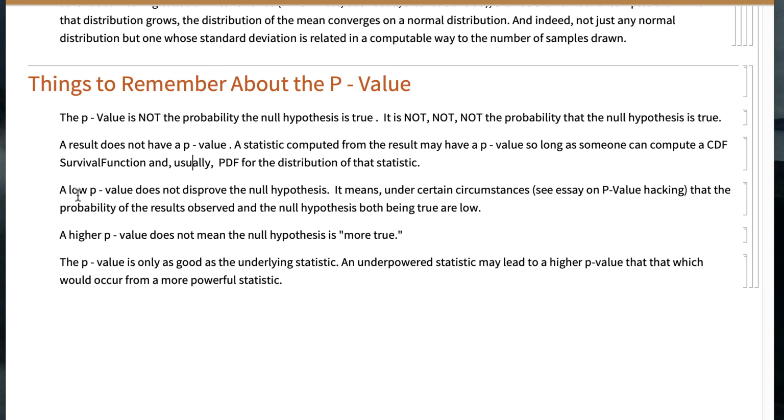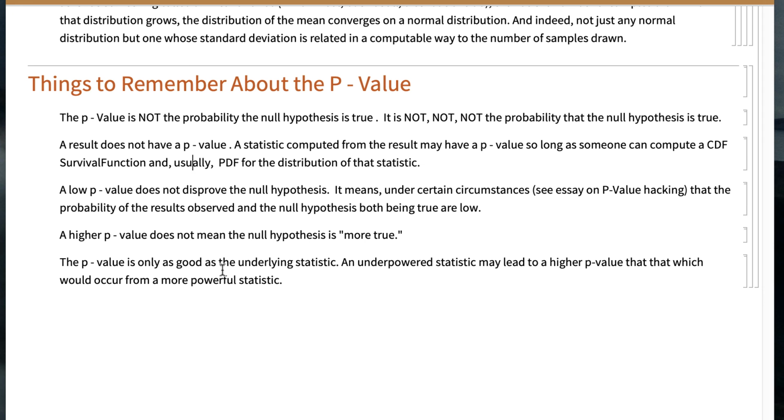And so, again, you need to be very careful when people say, oh, I got a low p-value, therefore I disproved the null hypothesis. You need to know a lot more about exactly what they did in order to have confidence that that's actually correct. A higher p-value does not mean it's more likely that the null hypothesis is true. And finally, a p-value is only as good as the underlying statistic.